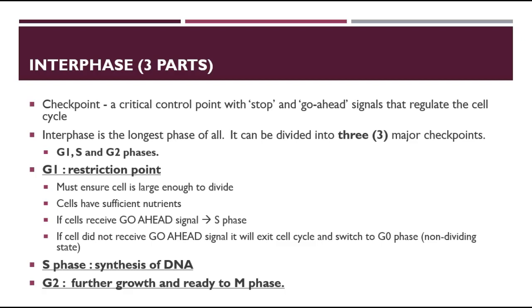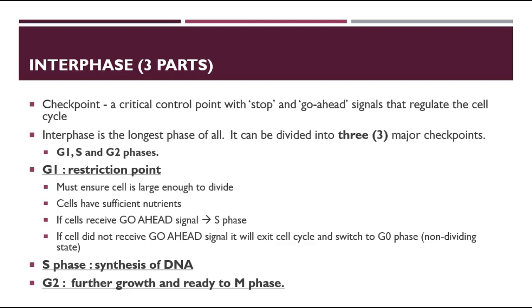So interphase consists of 3 parts, or they call it 3 checkpoints. A checkpoint is a critical control point with stop and go-ahead signals that regulate the cell cycle. Do you remember just now I said the cell cycle is a controlled process? Interphase is the longest phase of all, divided into 3 checkpoints: G1, S phase, and G2 phase. G1 is the restriction point. This is the phase where the cell has to be large enough to divide. It needs to have sufficient nutrients. When there are sufficient nutrients and the cell is matured enough, it will receive a go-ahead signal. When given the go-ahead, it will enter the S phase.